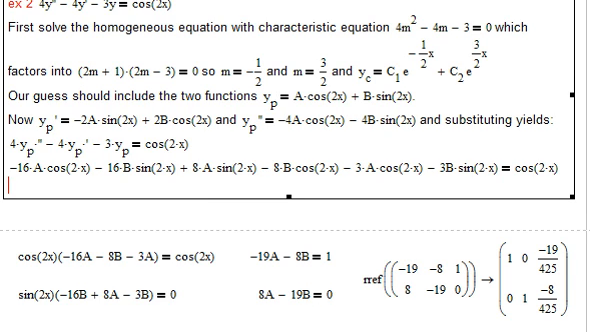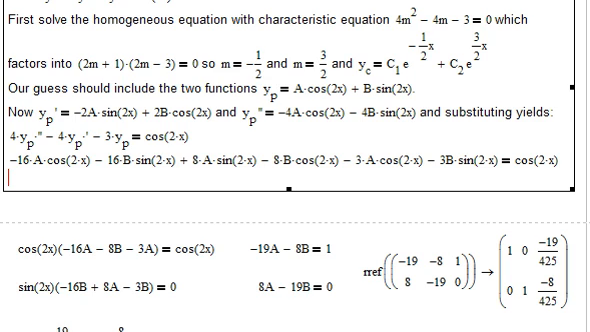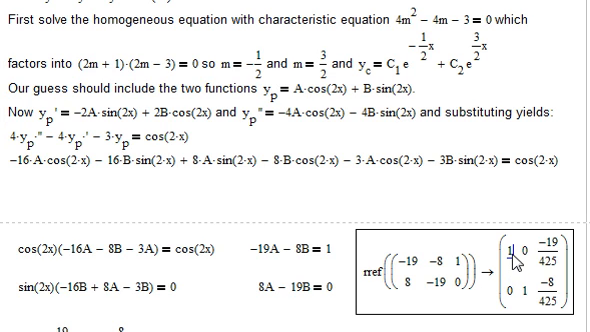Honestly, I know I cheated a little bit. You could use Cramer's rule. You could use any method. You could use substitution, but it'd be kind of ugly. But you will get a equal to negative 19 over 425, sorry, and b equal to negative 8 over 425.